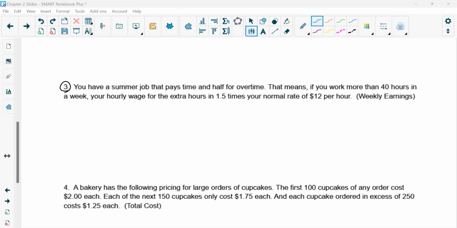All right. Number 3 says you have a summer job that pays time and a half for overtime. That means if you work more than 40 hours in a week, your hourly wage for the extra hours is 1.5 times your normal rate of $12 per hour. And you're trying to find your weekly earnings. So f of x, the output, is the weekly earnings. That's what it's telling us we're trying to find.